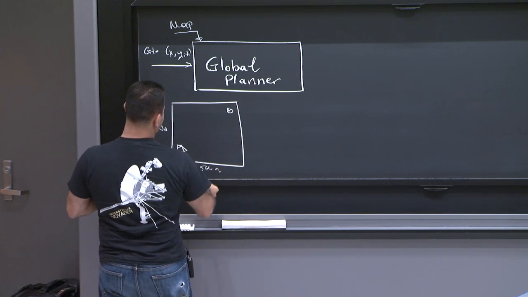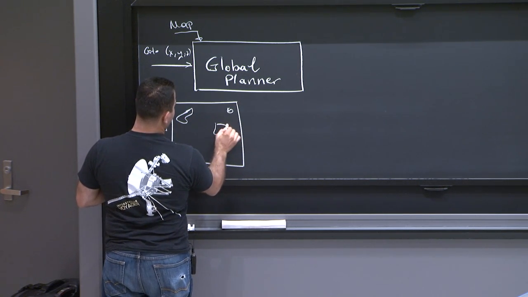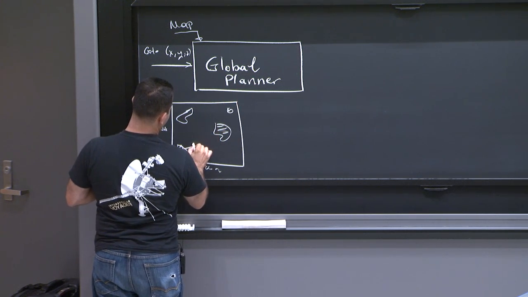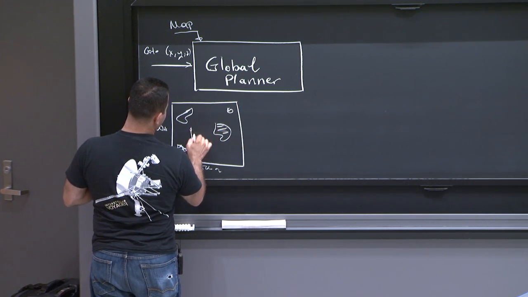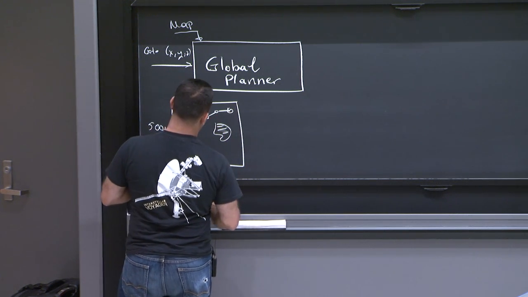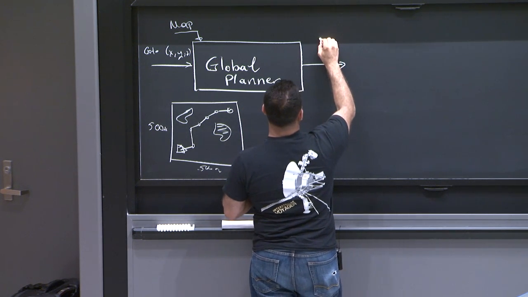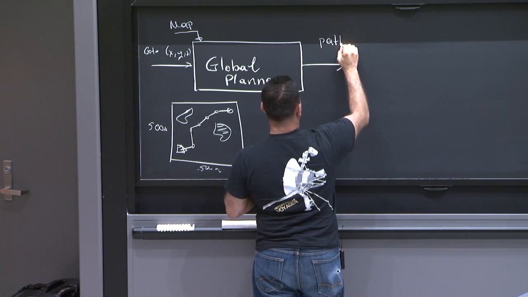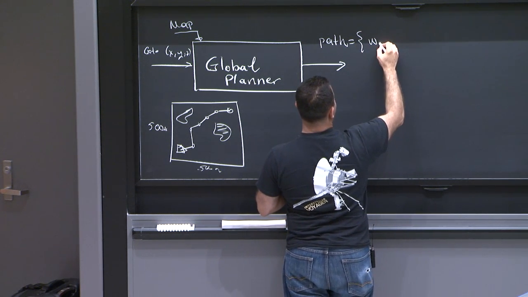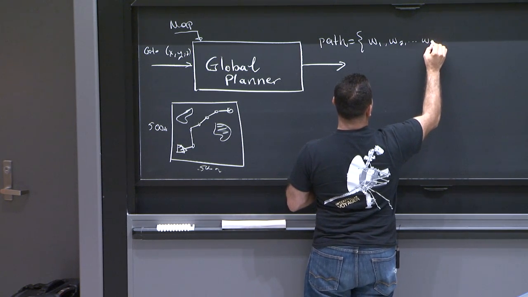There may be some obstacles here. What this block does is compute a sequence of waypoints that minimize some cost, and it feeds what we call a path. This is nothing but waypoint 1, waypoint 2, up to waypoint n.